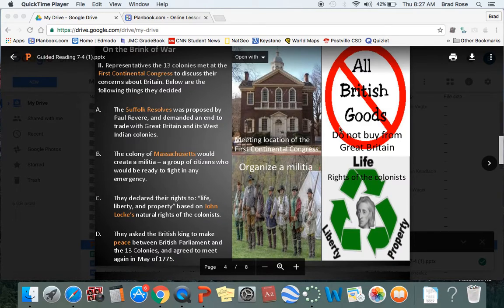So again, these 13 colonies didn't always get along. They weren't the idea of united colonies per se. So the idea of these 13 colonies actually meeting is kind of new.